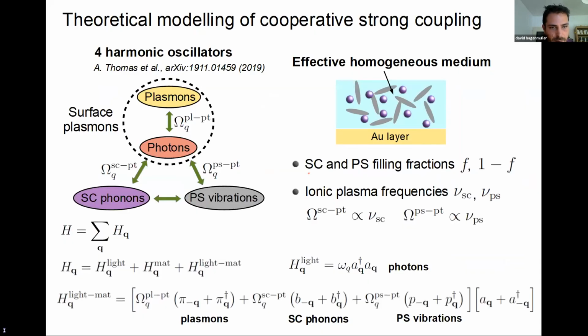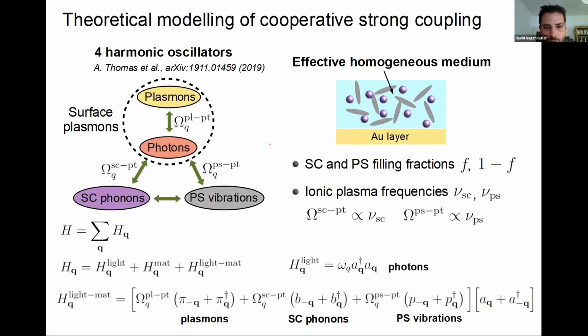So this model has 4 coupled harmonic oscillators. So 3 plasmons in the metal layer, which correspond to collective oscillations of the electron density, 3 photons with linear dispersion, and 2 types of phonons, so 1 phonon mode in the superconductor and 1 phonon mode in polystyrene. So we consider the film as an effective homogeneous medium on top of the metal layer.